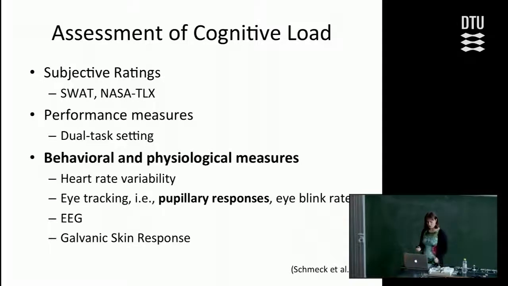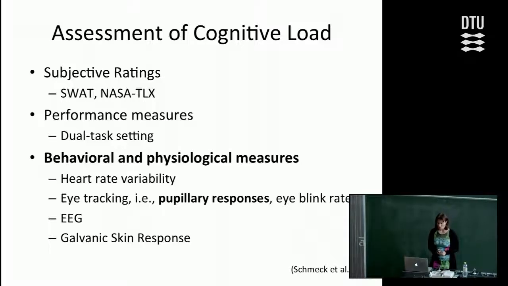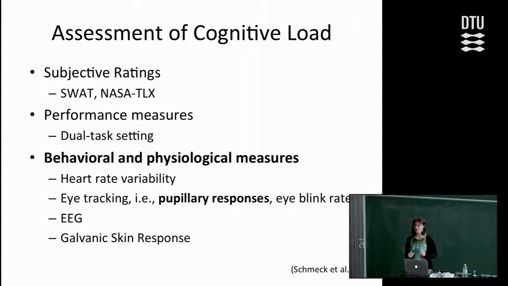Then what remains are the behavioral and physiological measures that all are able to provide continuous measures, but some of them are sensitive to movements, which in a programming task cannot be completely avoided. And also, for example, EEG is quite intrusive and not very realistic. And that's why we went for eye tracking, in particular pupillary response data, which is known to be a reliable measure for cognitive load, especially if you're able to control the light conditions.